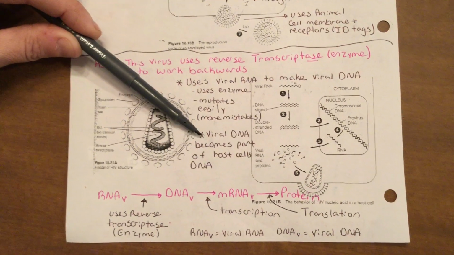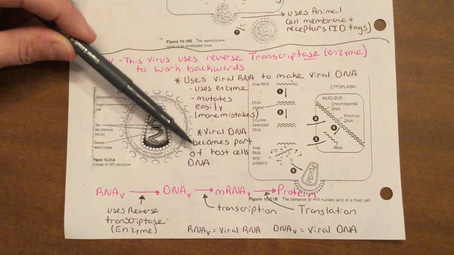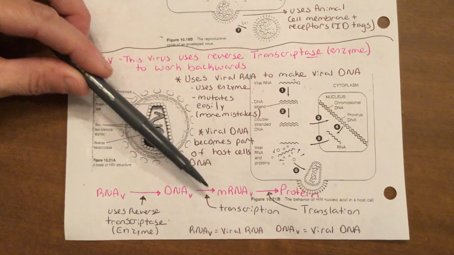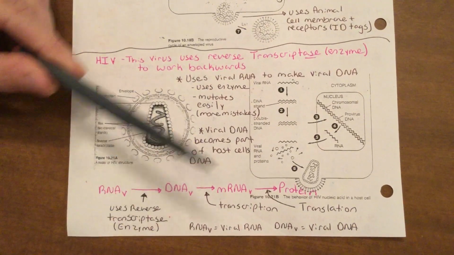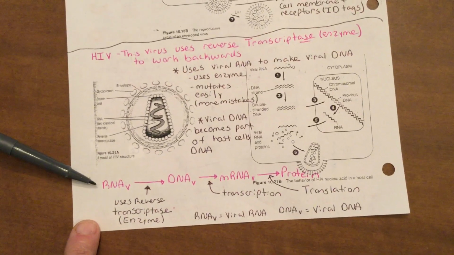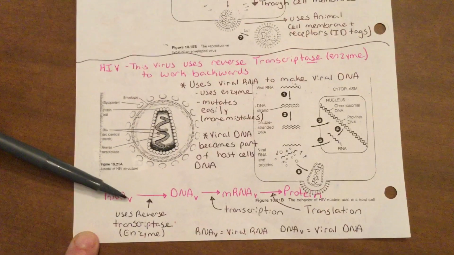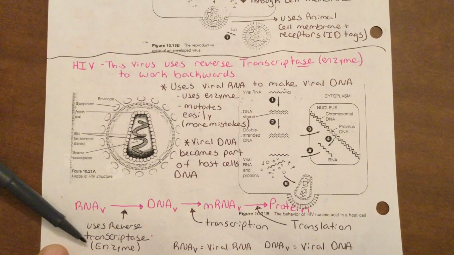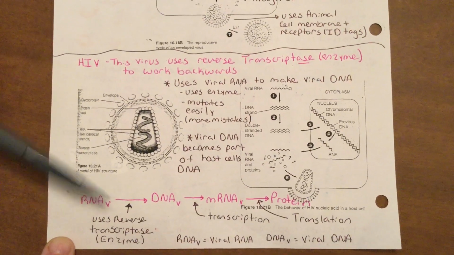That viral DNA that gets made from that reverse transcriptase becomes part of the host cell's DNA. Eventually, it can go through and make viral messenger RNA and eventually make protein from there. So here you guys see that little chain. We have RNA-V, which is my viral RNA, gets made into viral DNA. That's that reverse transcriptase that's going to be doing that.